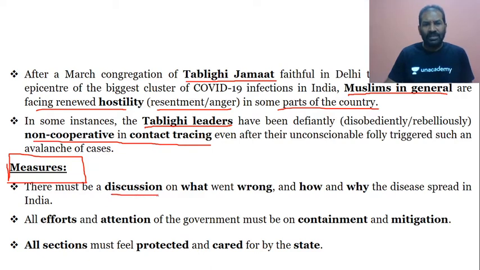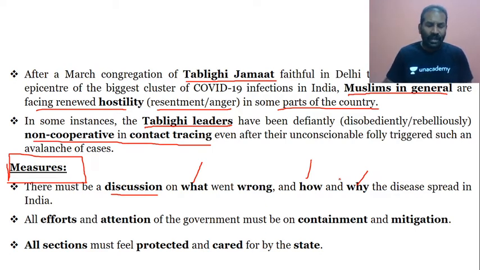There must be discussion on what went wrong, how it went down, and why the disease has spread in India. There should not be any kind of blame game regarding the Tablighi Jamaat, nor between the central government and the Delhi government. Irrespective of that, they have to look into what went wrong and why the disease is spreading, and the prime importance now is to control the disease, to contain the virus.